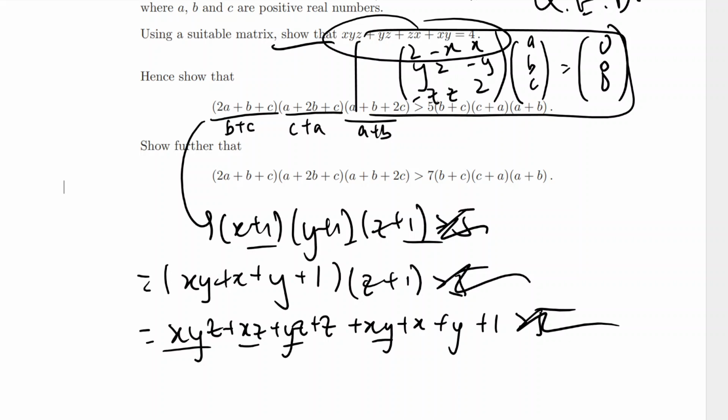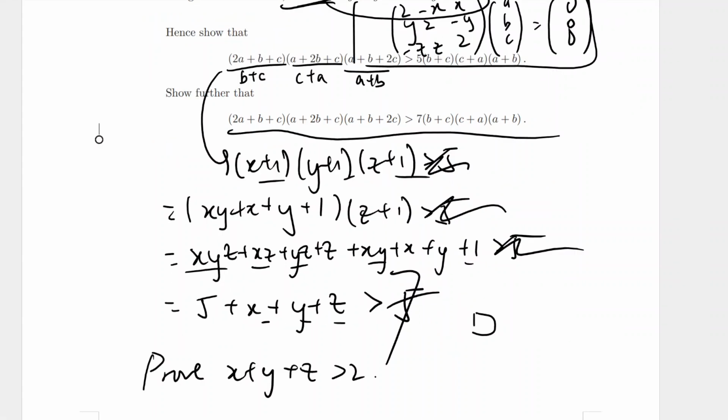Okay. Show further that this is greater than 7 this time. Essentially I want to change this number to 7, right? So what is my proof? If I write this in an alternative form, I need to prove that x plus y plus z is greater than 2. That's essentially what I'm trying to do, right? Okay, let's have a look. Let's do this in terms of a's, b's, and c's, because I think it makes life slightly easier.